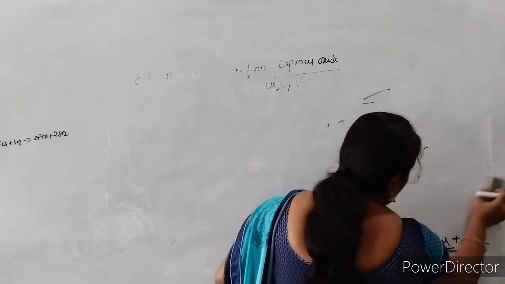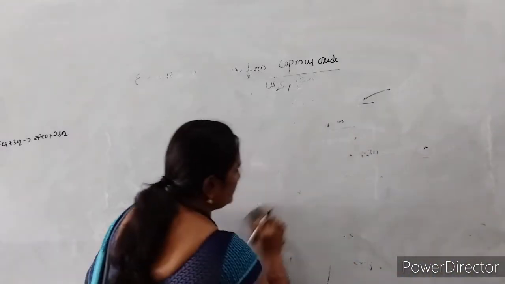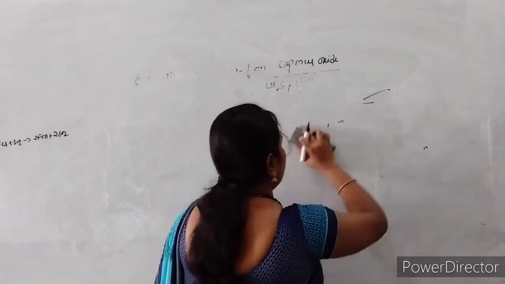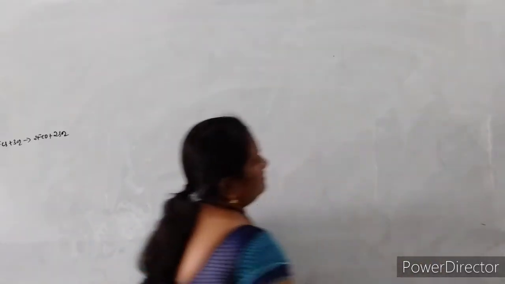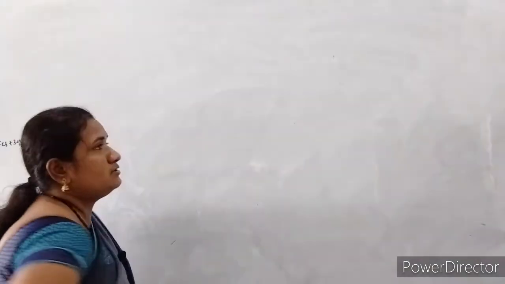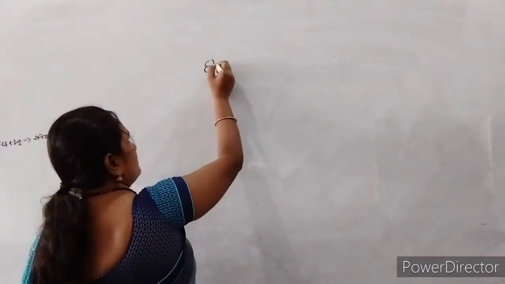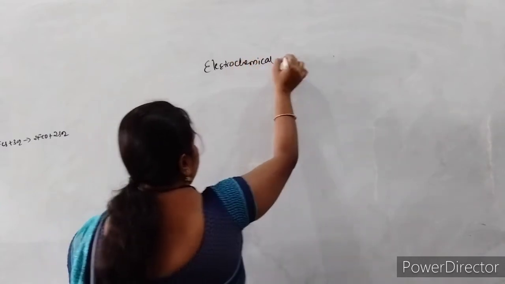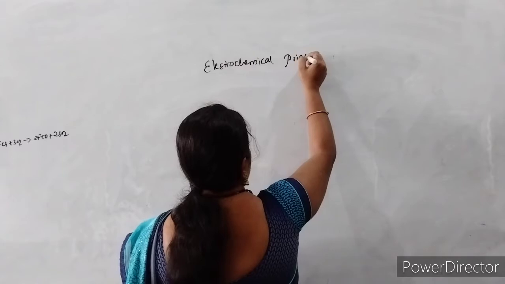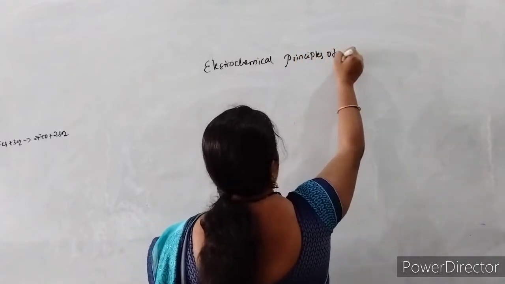Okay, next we will move towards another concept, that is the principles of electrochemical processes. The electrochemical principles of metallurgy, because here we are going to study extraction, which is nothing but metallurgy. How electrochemical principles are applied to metallurgy, this is the concept. The electrochemical principles of metallurgy.